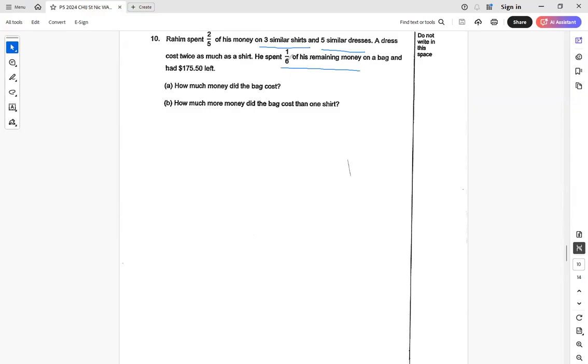Okay, whenever you see this fraction of remaining, this phrase here is your clue to draw the model. But for the model, we always have to look at the first fraction. The first fraction denominator is 5, right? So total units, we must draw 5. All right, so we draw 5. So out of this 5, 2 units here, because they say 2 out of 5, right? 2 units is for 3 shirts, 3S, plus 5 dresses, 5D. The remaining here, I just label as remainder first, R to represent remaining.